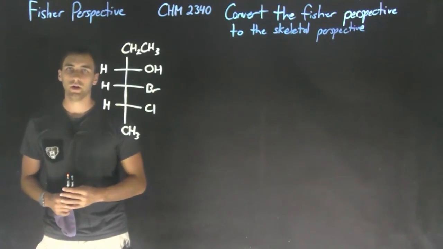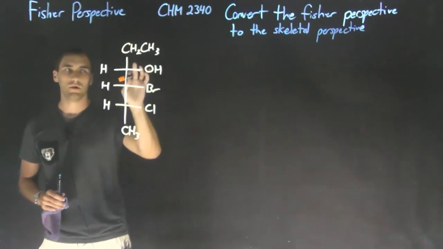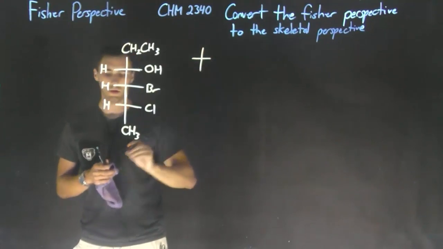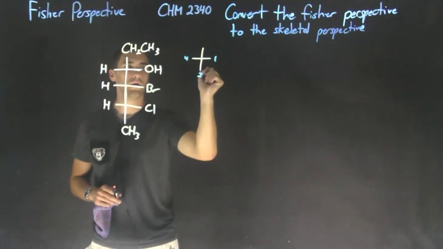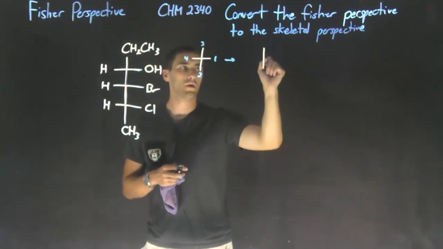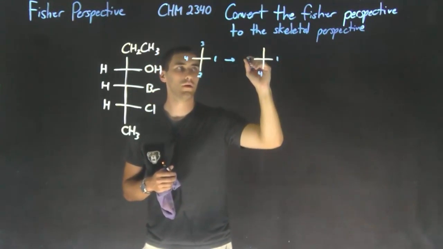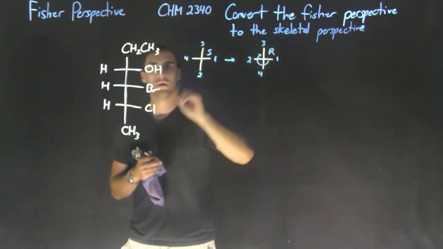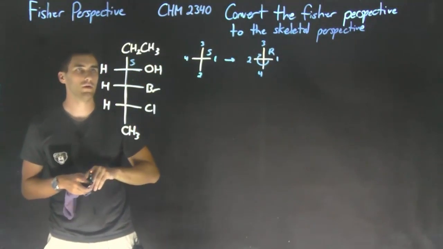To start, we need to determine the stereochemistry. We'll work at it one carbon at a time. We have 3 stereocenters. We have our first carbon, the configuration of S.